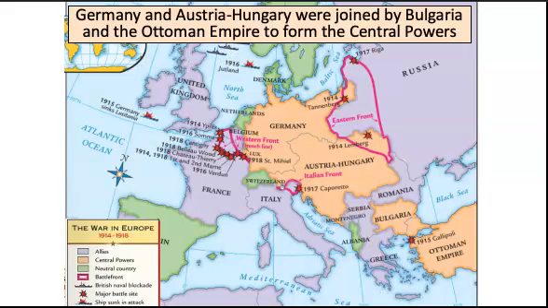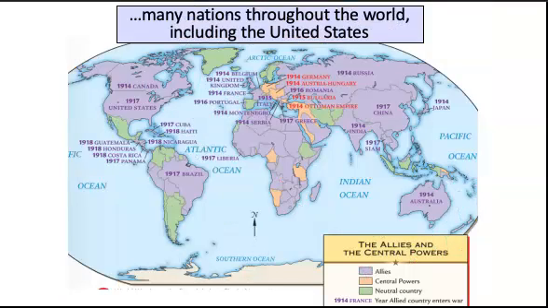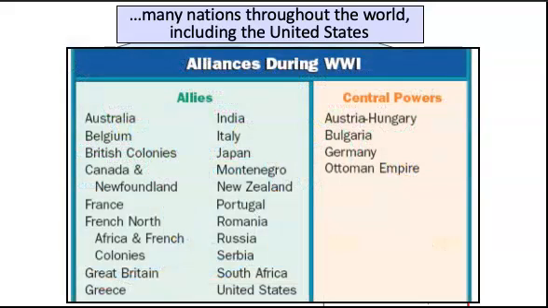Germany and Austria-Hungary were joined by Bulgaria and the Ottoman Empire to form the Central Powers. England, France, and Russia became the Allied powers and were eventually joined by many nations throughout the world, including the United States. The eventual lineup of World War I on either side looked very much like this.